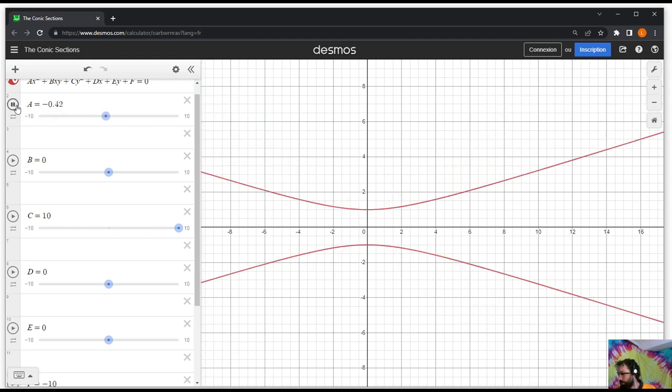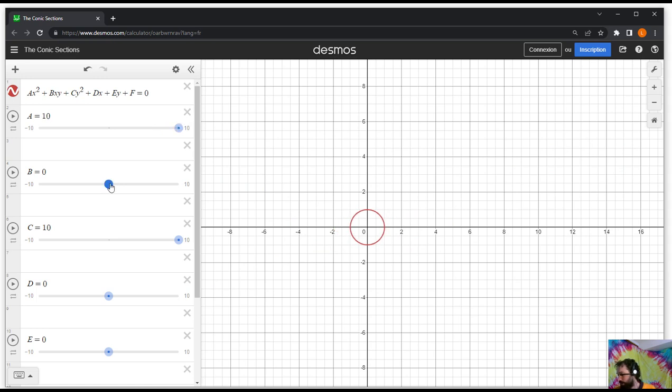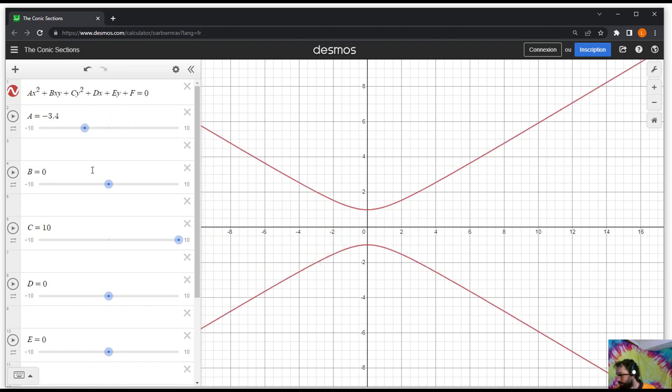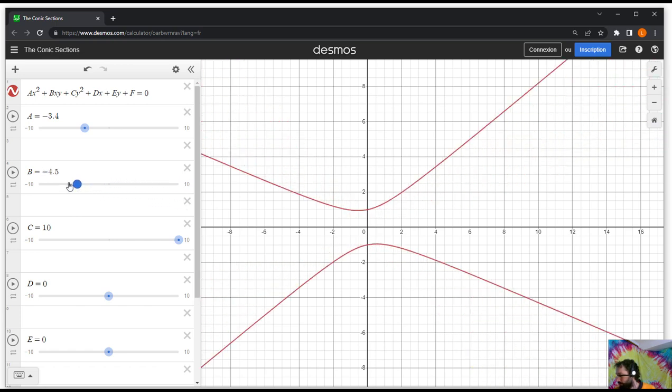Now another important term to think about is, what's going to happen if we change B? And the answer is, maybe just to make it clear, I'll make it so we don't start already on a hyperbola. B essentially rotates your shape around.